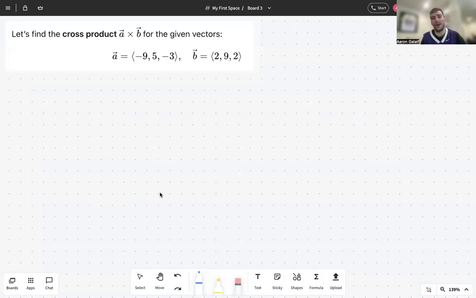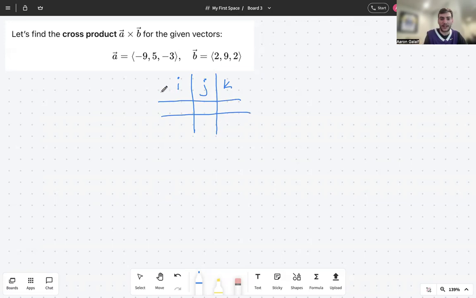Hello. In this video, we are going to go over how to solve the cross product of two vectors. The first thing we're going to do is set up I, J, K, kind of like columns. Next, we're going to set up our next vectors. Vector A, let's just move this up a little bit.